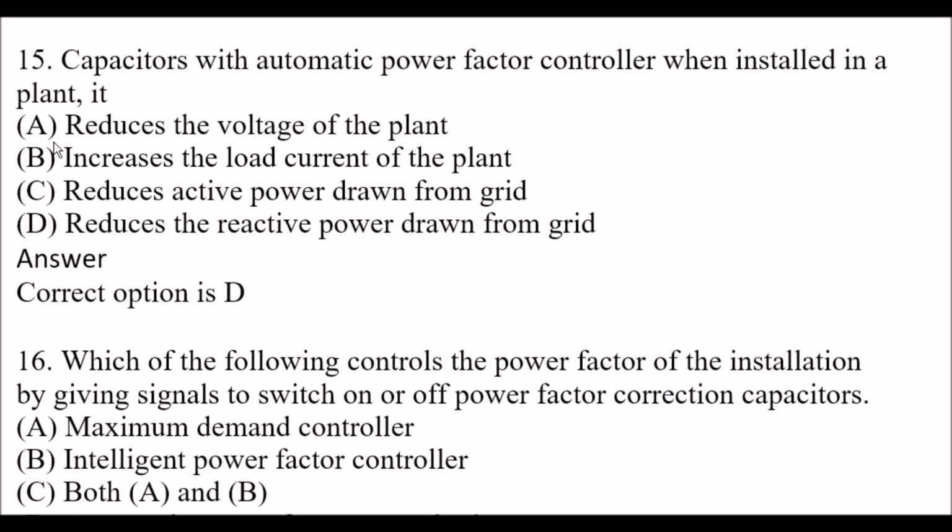Next question. Capacitors with automatic power factor controller, when installed in a plant: option A, reduce the voltage of the plant. Option B, increase the load current of the plant. Option C, reduce active power drawn from grid. Option D, reduce the reactive power drawn from grid. Right answer is option D, reduces the reactive power drawn from grid.